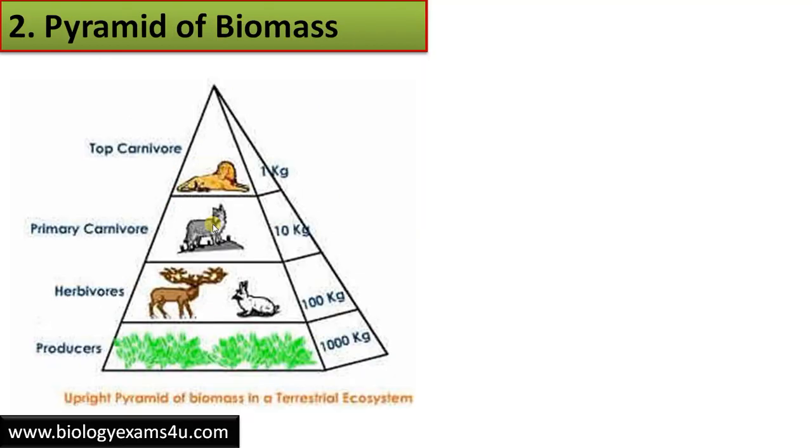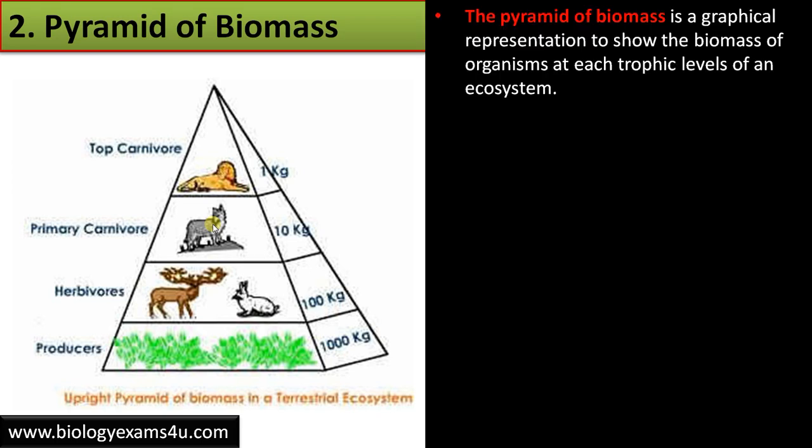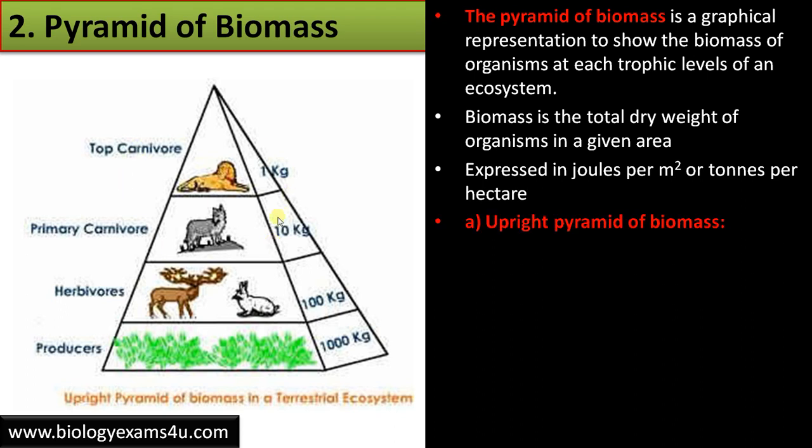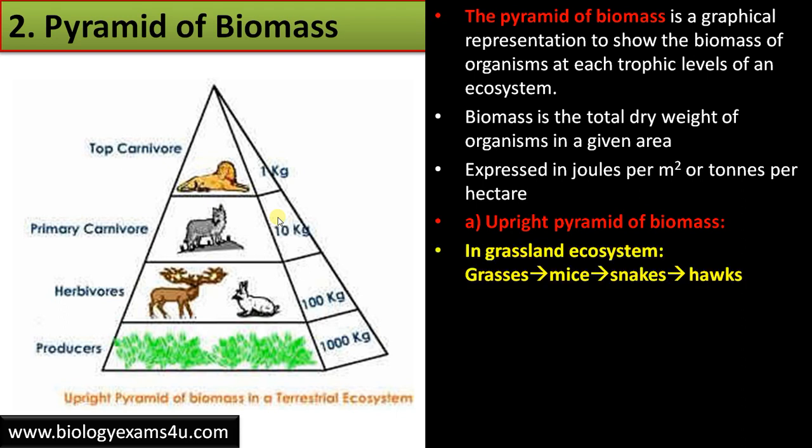Now moving into the second pyramid, that is the pyramid of biomass. It is a graphical representation to show the biomass of organisms at each trophic level of an ecosystem. Biomass is the total dry weight of organisms in a given area. It is expressed in joules per meter squared. Generally, the pyramid of biomass is upright.